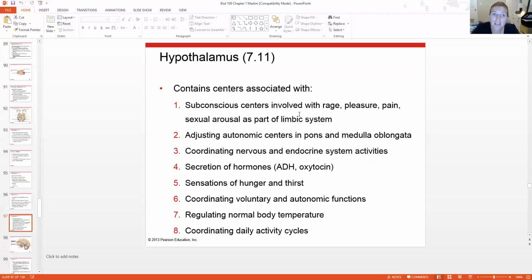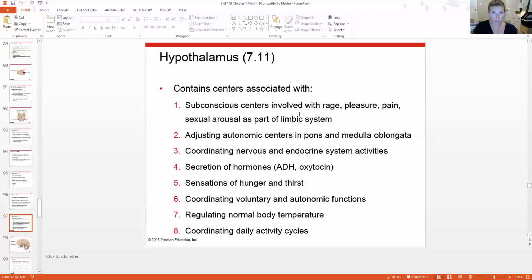The hypothalamus has lots of centers in it. There's a subconscious center with some emotions like rage, pleasure, and pain. There's also an adjustment center in there for adjusting and regulating the pons and the medulla oblongata. Pons and medulla oblongata, as we'll see, are our respiratory and heart rate. This is also coordinating nervous system and endocrine hormone system activities. There are also several hormones that come out of the hypothalamus, ADH and oxytocin.